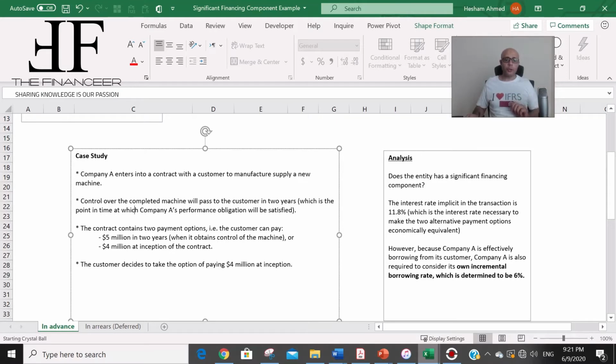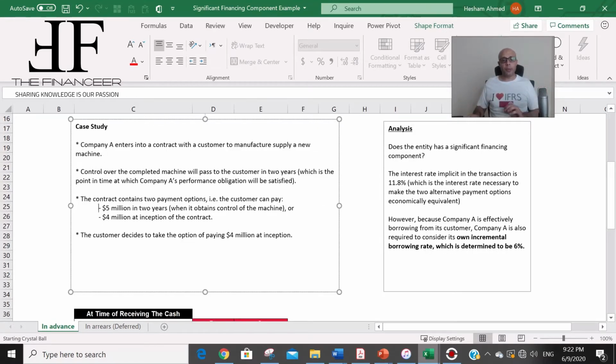The contract contains 2 payment options. So there are 2 options and the customer is going to select the best option for him. Number 1, payment of $5 million in 2 years, when it obtains control over the machine. So this means that the customer is going to receive the machine after 2 years and they pay for the price of this machine after 2 years. And the second option is the customer is allowed to pay today $4 million at the first day of the contract, I mean at the inception of the contract.